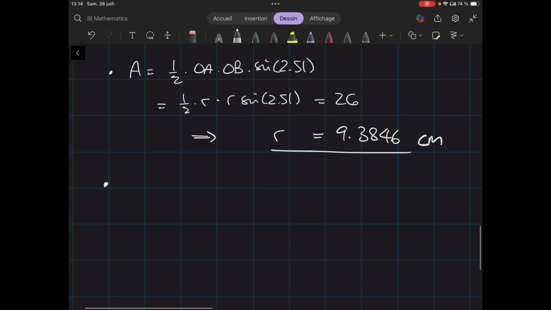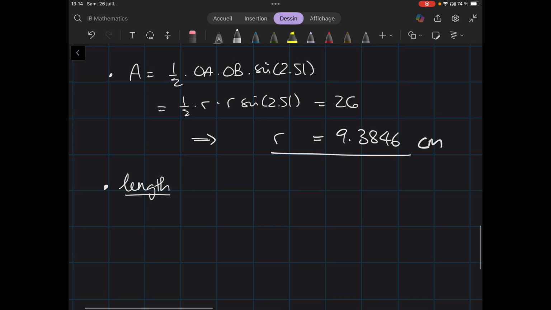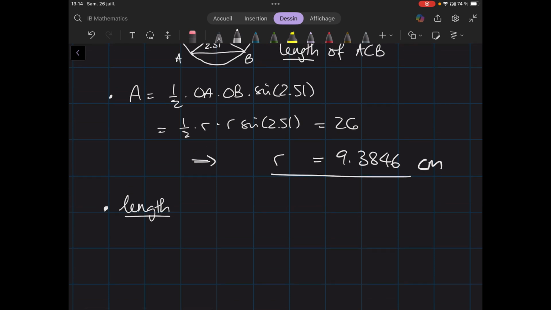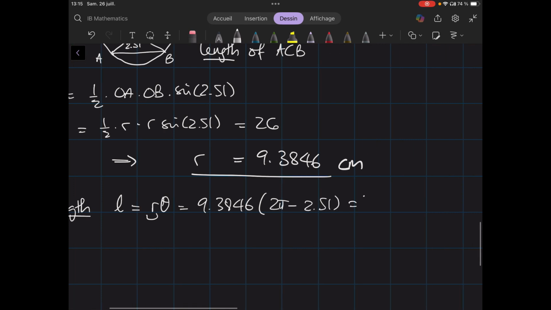And therefore, the length of the arc is L equal to R theta. R is what we just found. Theta is 2 pi minus what we're given. And you will get 35.41 centimeters. That's the end of question 4.